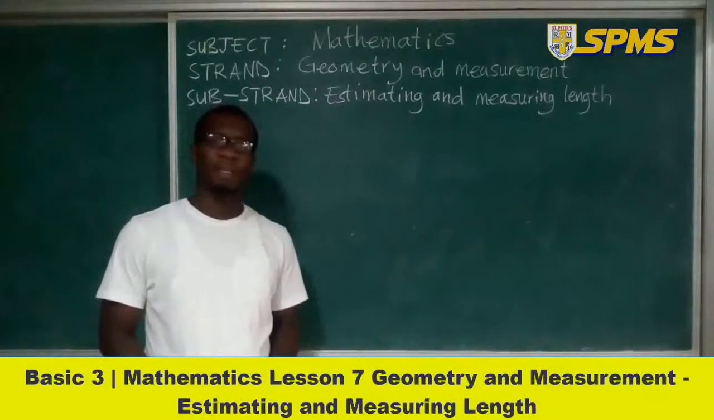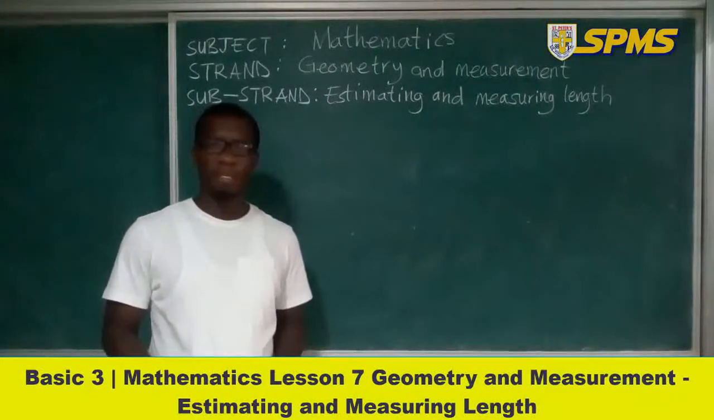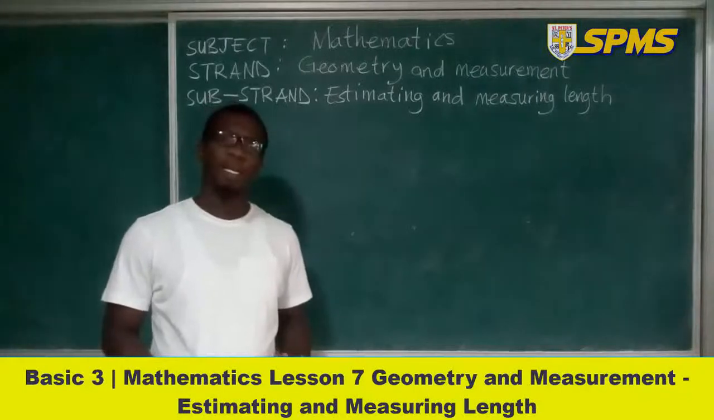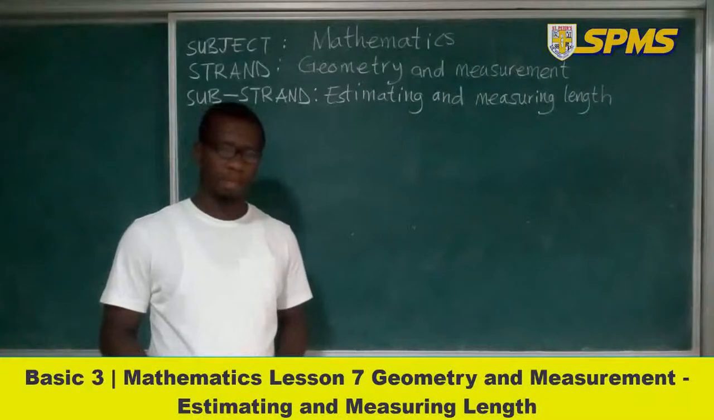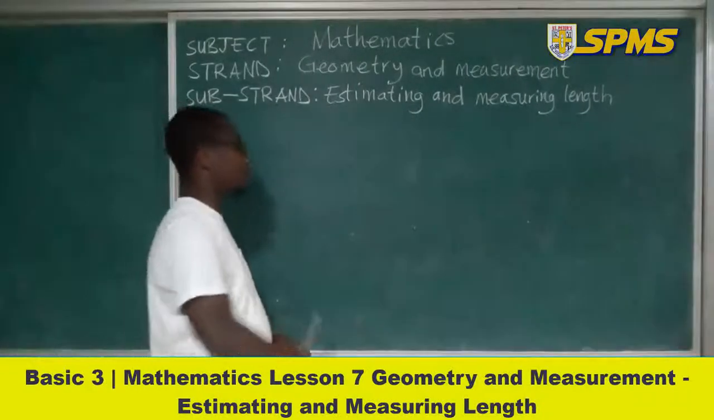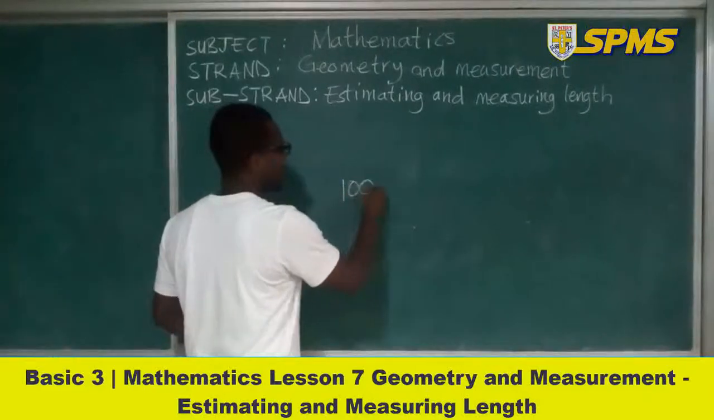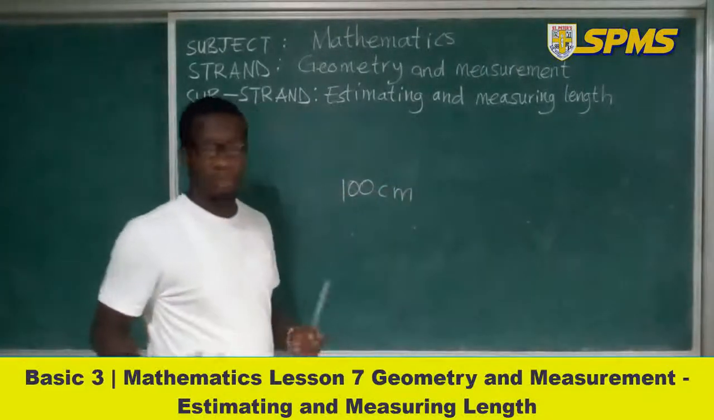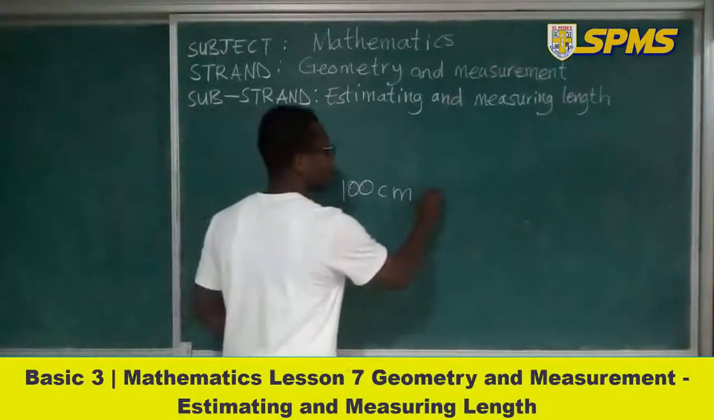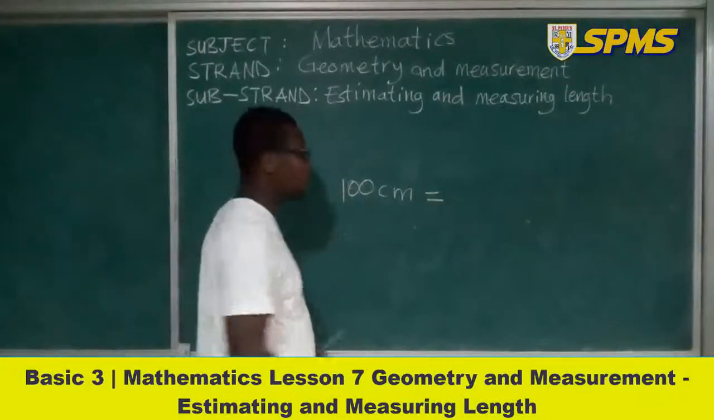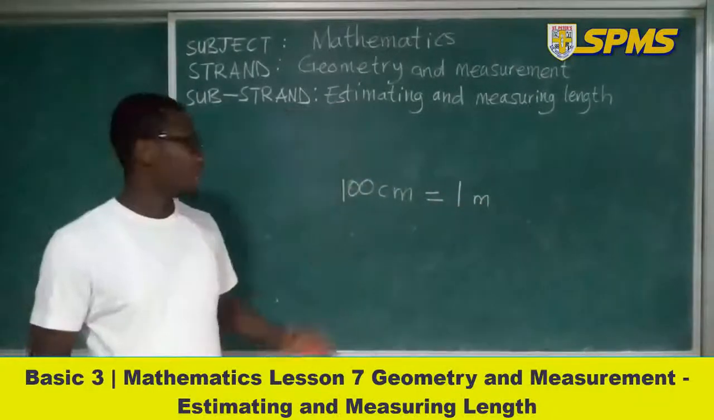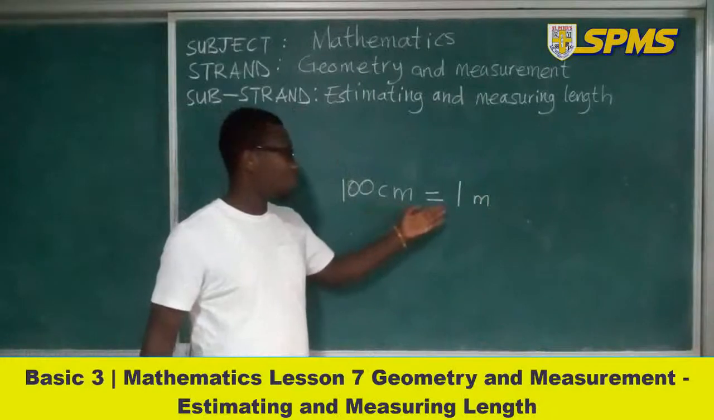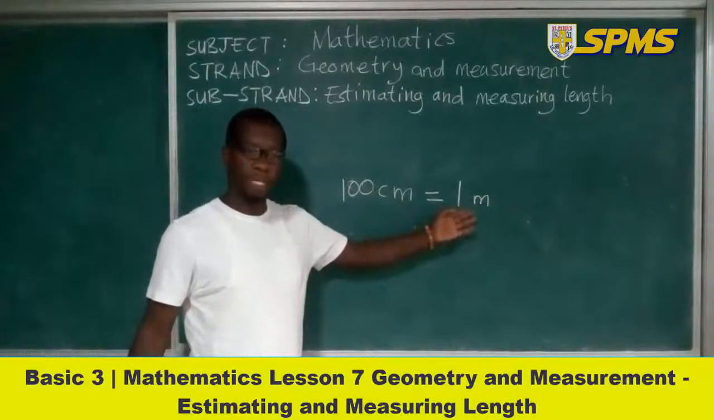In our previous lesson, we learned about the relationship between centimeters and meters. What did we say the relationship is? Yes. We learned that 100 centimeters is equal to 1 meter. 100 centimeters is equal to 1 meter.